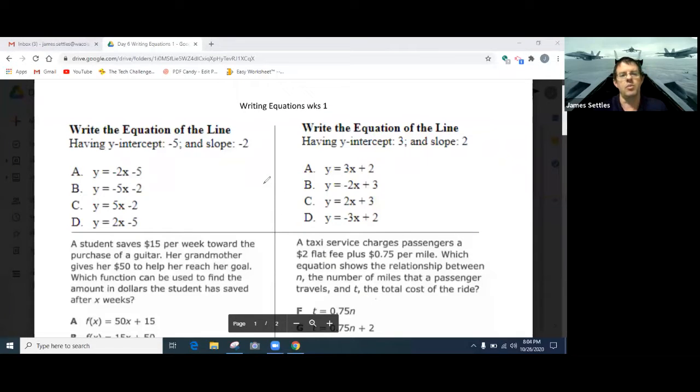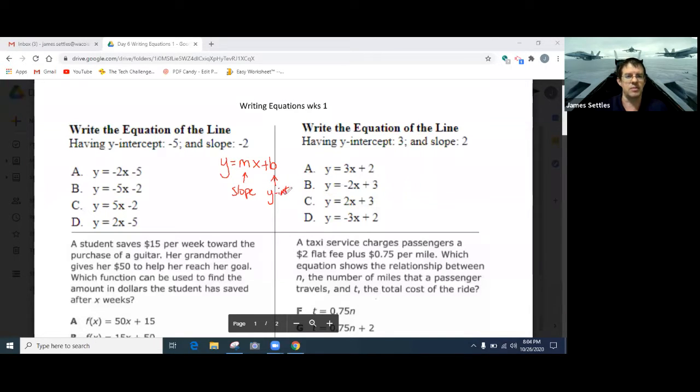All right, so today we're going to be writing equations. And on the first part, they are giving you the y-intercept and the slope. So this is something we've actually been doing kind of on the last few assignments, where it's y equals mx plus b. So anytime that they give you the slope and the y-intercept, all you've got to do is plug it in for m and b.